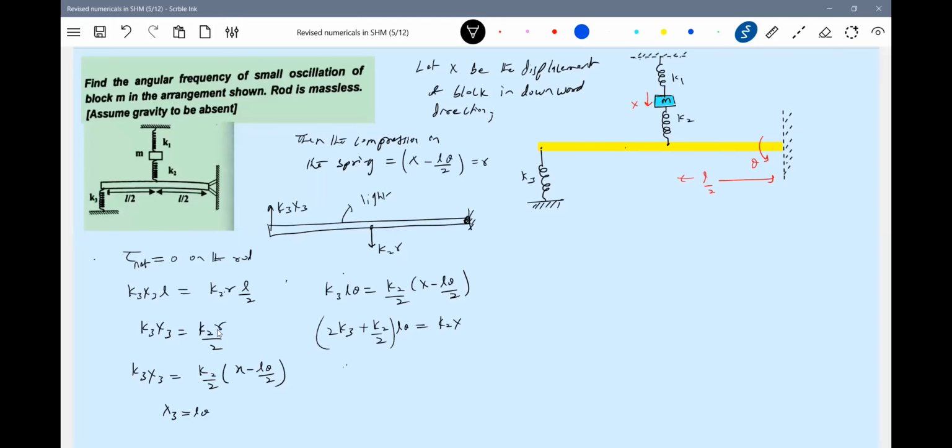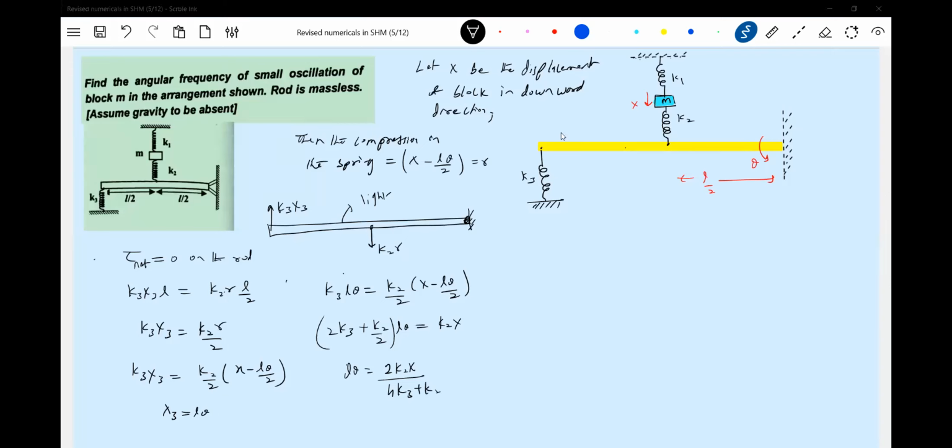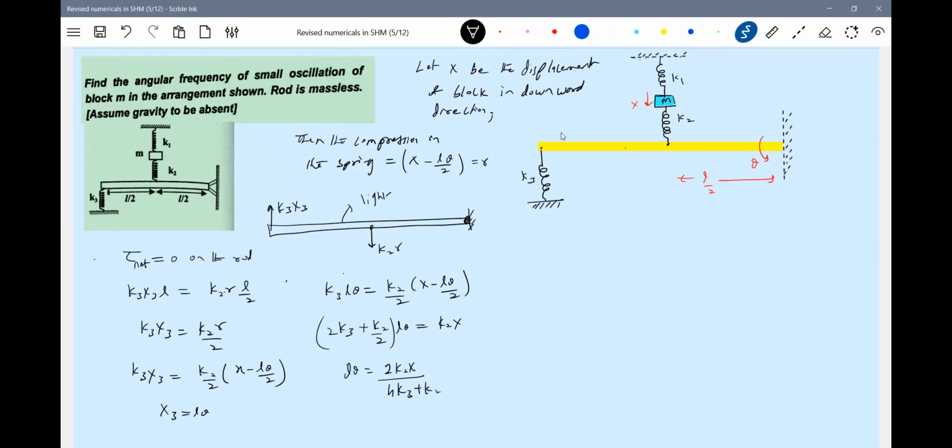So the expression for L theta will be 2K2X by 4K3 plus K2. Why X3 and not K3? X3. The displacement of this end should be equal to L theta. If the rod rotates through angle theta, what is the linear displacement of this? Sir, but both are in opposite directions, sir. No, this will get compressed. The spring will compress. That's why spring force is acting. Are you looking at this? Okay, sir.